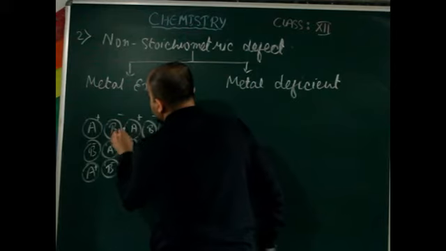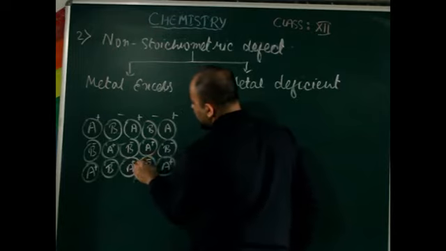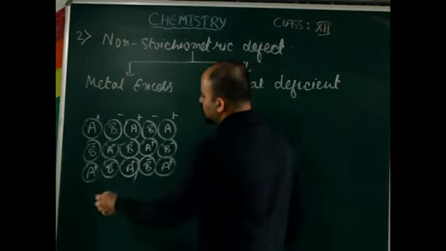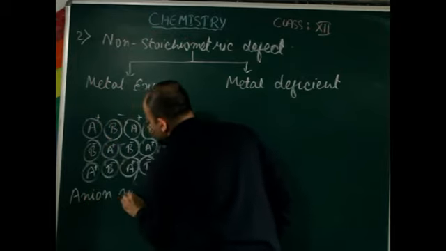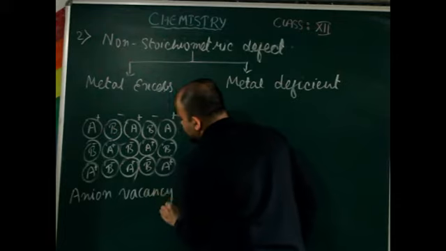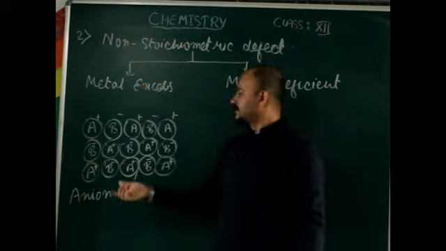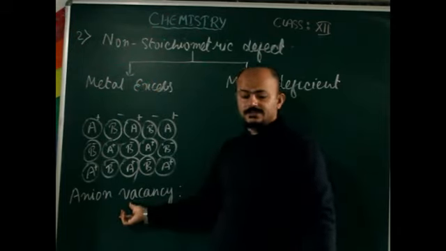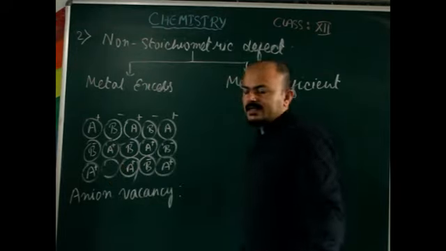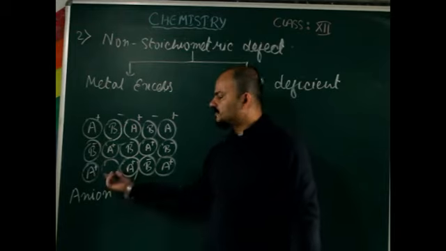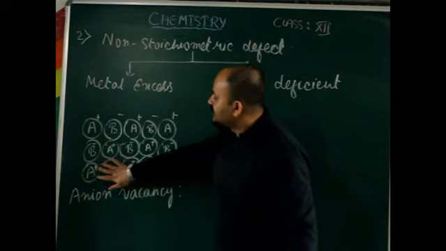Now you have the regular arrangement. Here also a regular arrangement of cation and anion. Now in anion vacancy, this is the other way of how this metal excess defect can arise. Now in anion vacancy, what happens is, one of the anions, suppose this B minus is the anion, has left the system, is not present over here, but has kept its electron here itself.